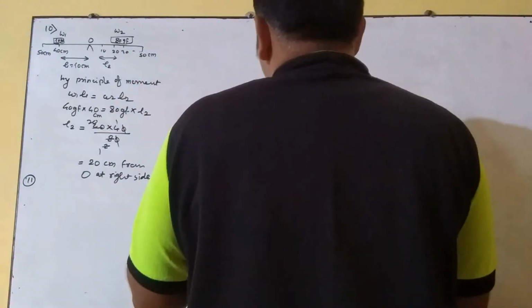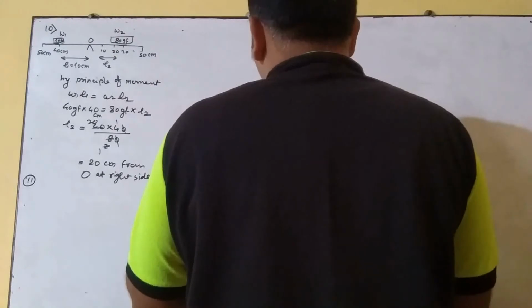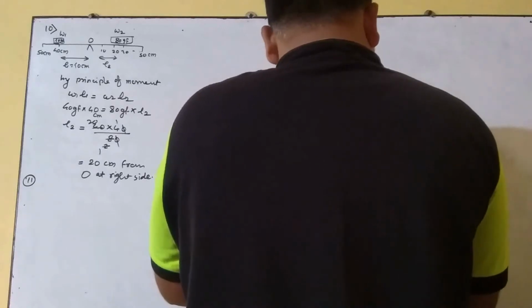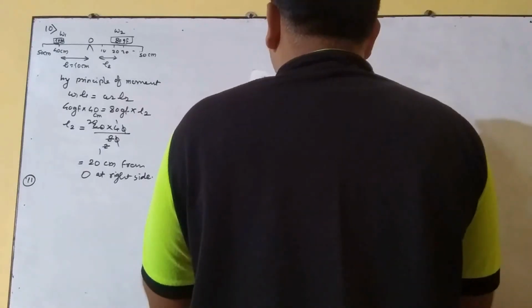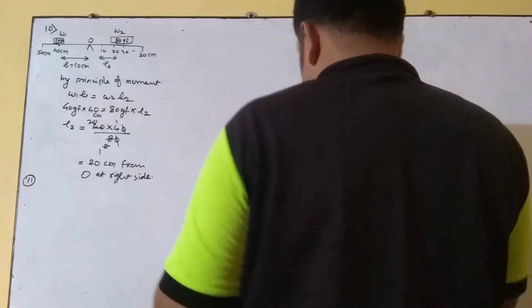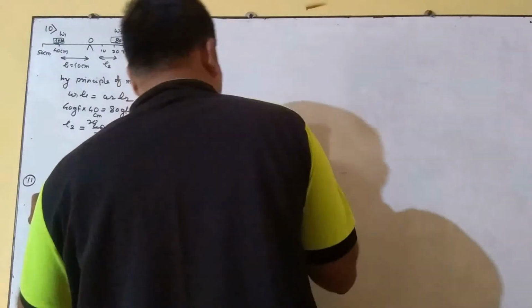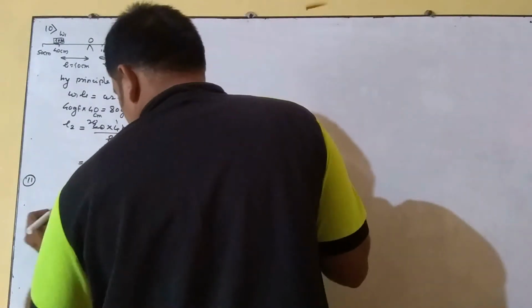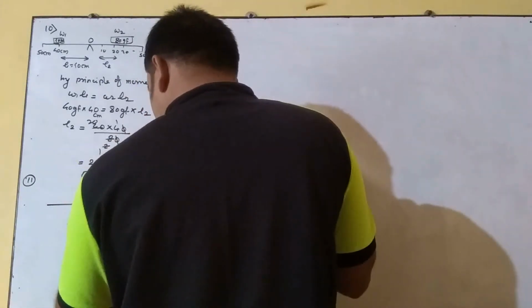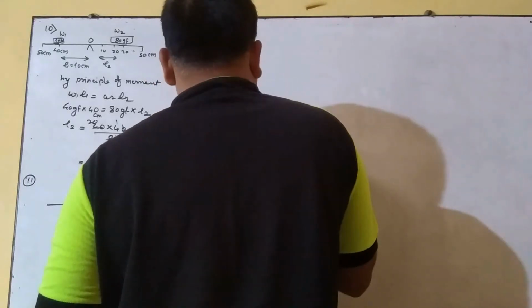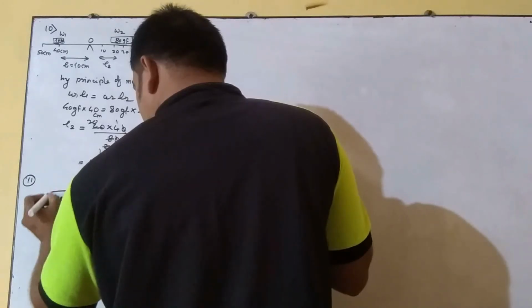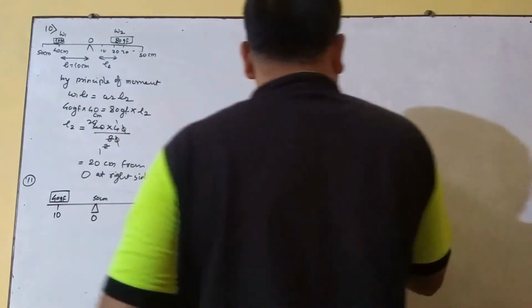Question number 11. Again the figure is given the same way. You have to find how the meter rule will turn. Let me first draw the diagram and then we start with the question. Fulcrum is at O, which is at 50 centimeter. Weight of 40 GF is at 10 centimeter. Weight of 20 GF at 90.